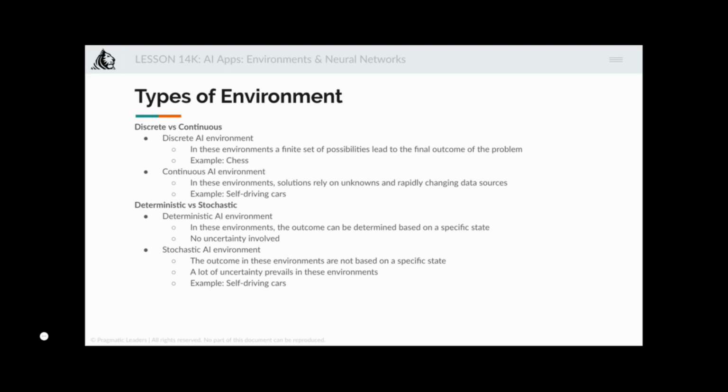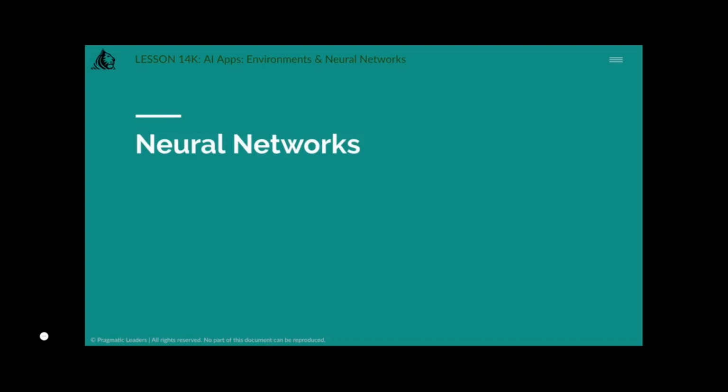Then comes deterministic versus stochastic. Deterministic is where the outcomes can be determined, while in stochastic environments the outcomes are not based on a specific state. There's a lot of uncertainty based on a lot of other factors which are not exactly in control. Self-driving cars once again. So that was all about environments.